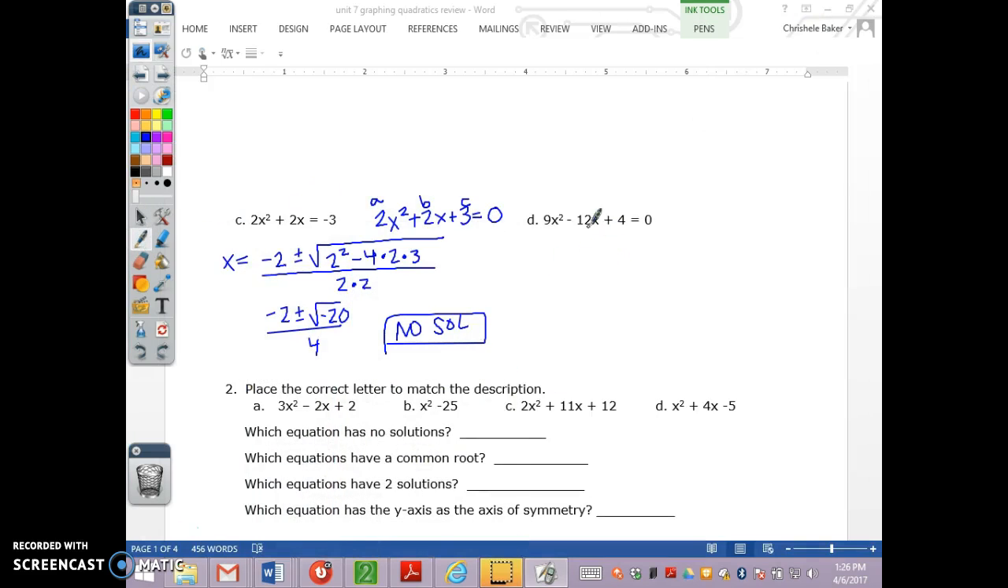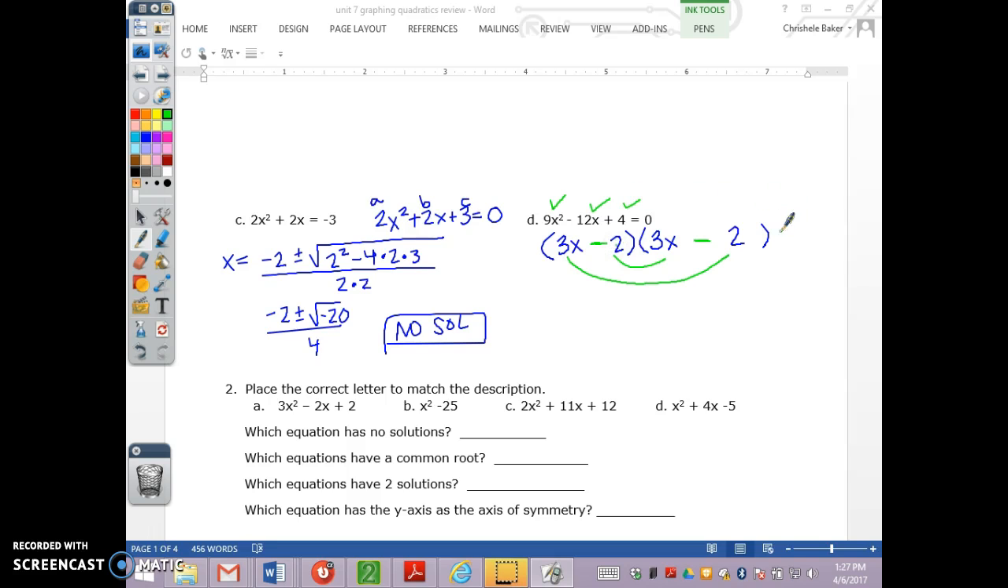Okay, I think I can actually factor this one. This one's not bad. What do you multiply to get 9? 3 and 3. What do you multiply to get 4? 2 and 2. And actually, if I put negatives in here, watch how FOIL works. 3x times 3x, 9x squared. My outside's negative 6, my inside's negative 6, that makes negative 12. And then negative 2 times negative 2 is positive 4.